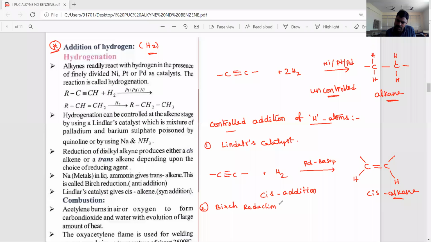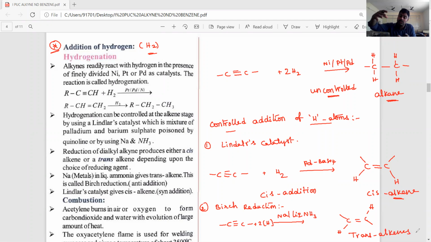What is the Birch reducing agent, dear students? Sodium metal in the presence of liquid ammonia. Then the hydrogen atoms are added on opposite sides, and we get trans alkenes. The hydrogen atoms are added on opposite sides of the double bond, exactly opposite. Hence it is called a trans addition reaction.